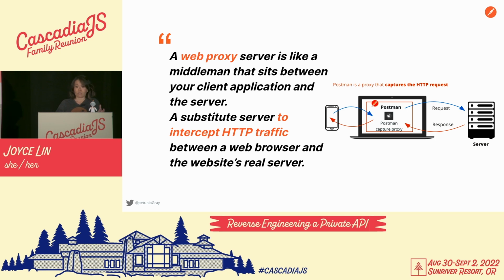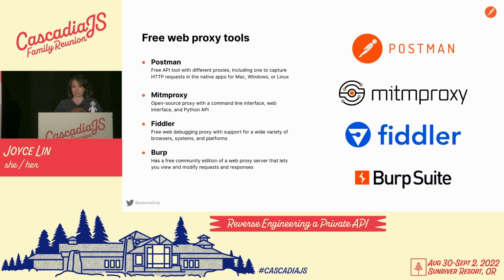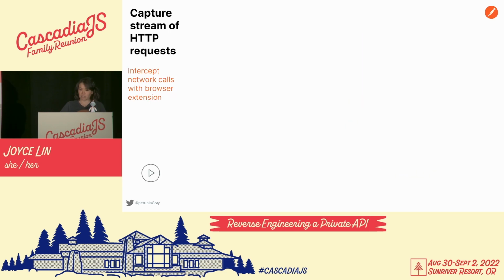Okay, so we're using a web browser, but any HTTP client app, like a mobile app, works. I did a live stream where I hacked my Roomba. As long as you're on the same local network, you should be able to web proxy your network calls. And again, I'll show you using Postman, but there's a lot of free tools that are very, very popular. There's a ton more than this, but you have man-in-the-middle proxy, Fiddler, Burp. All of these have some free version of a web proxy that you can use. So let's use Postman.